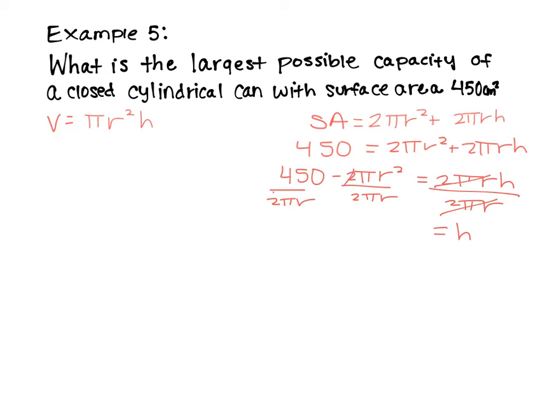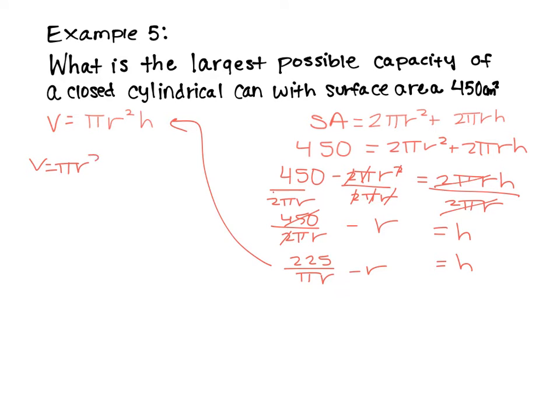So over here, this 2 and this 2 cancel, this pi and this pi cancel, this r and this r squared leave us just with 1r. And then the 450 over 2 pi r, really the only thing that's going to be able to cancel from that is the 450 divided by the 2, which is going to give us 225 over pi r. So we solved for h, and now we're going to take that and plug it in for h over here. So volume equals pi r squared times, instead of h, we have 225 over pi r minus r.